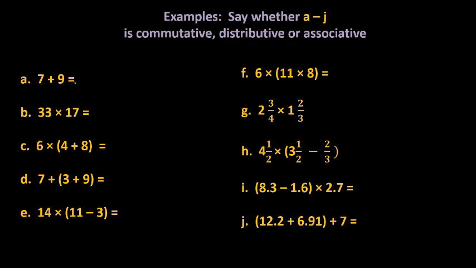So if you have 7 plus 9, if we flip these around, we get 9 plus 7, and we get the same answer. 7 plus 9 is 16, 9 plus 7 is also 16. So we say that this is commutative. Remember, commutative deals with the flipping around of numbers, and once they're flipped, you're able to get the same answer.